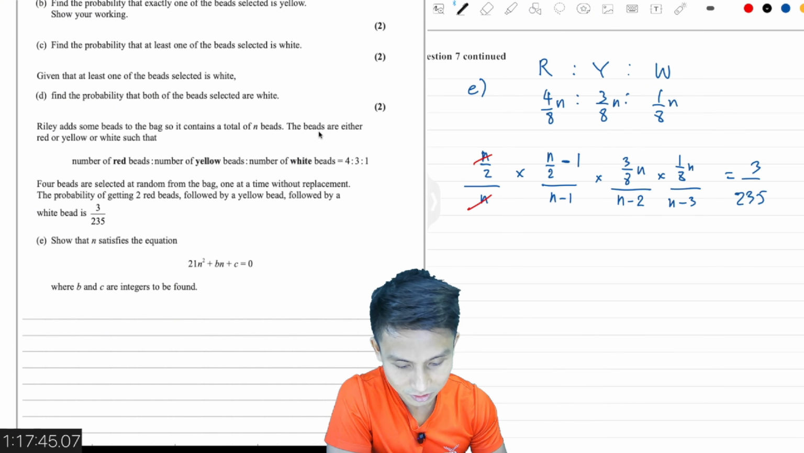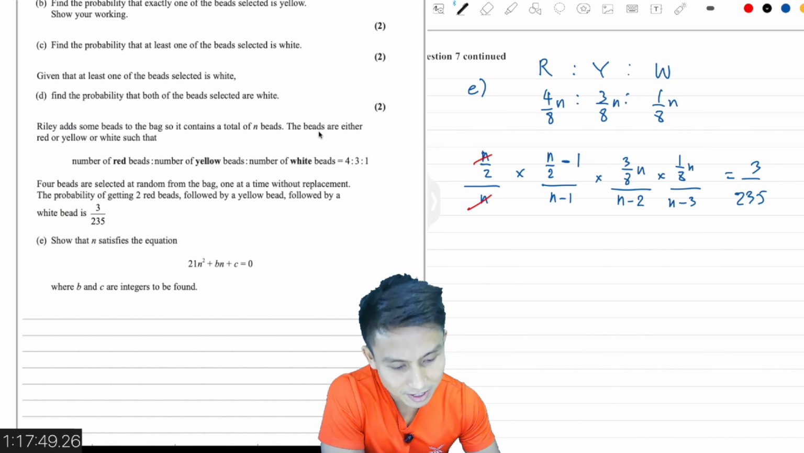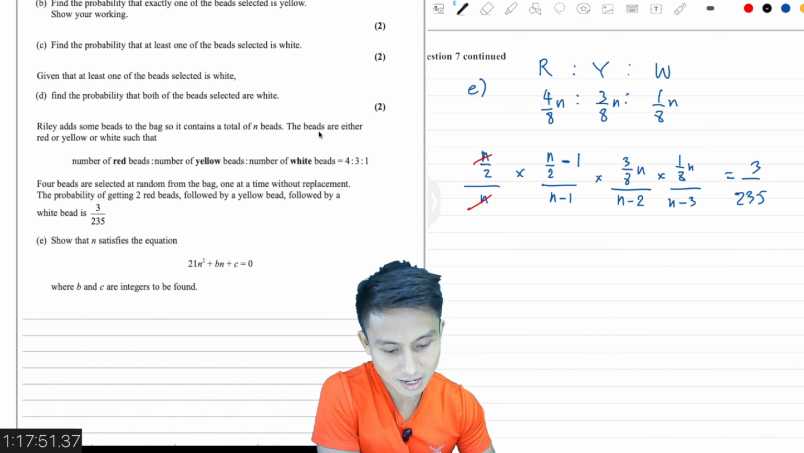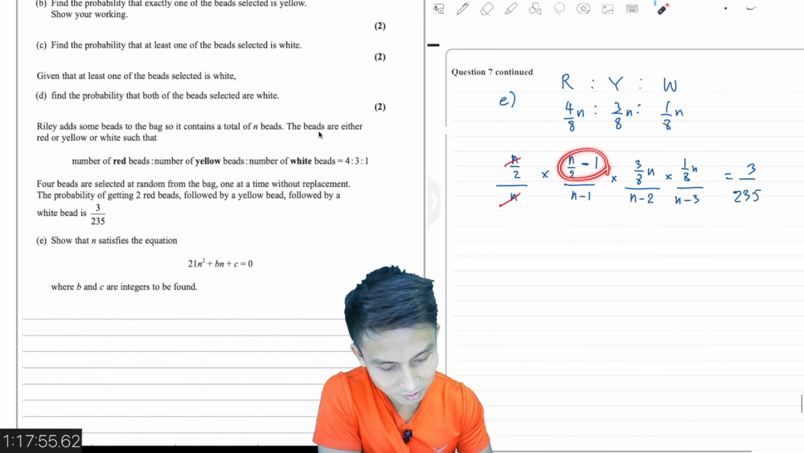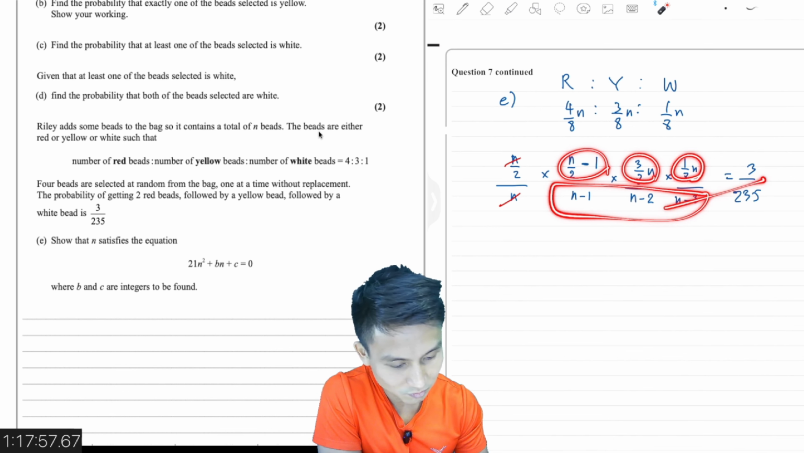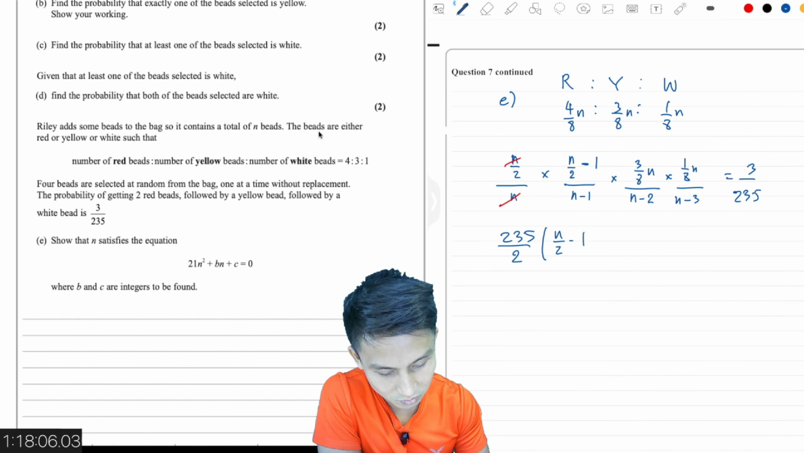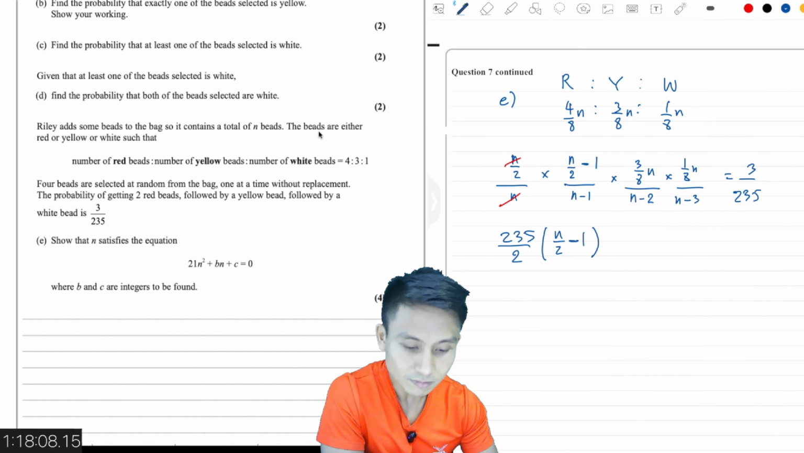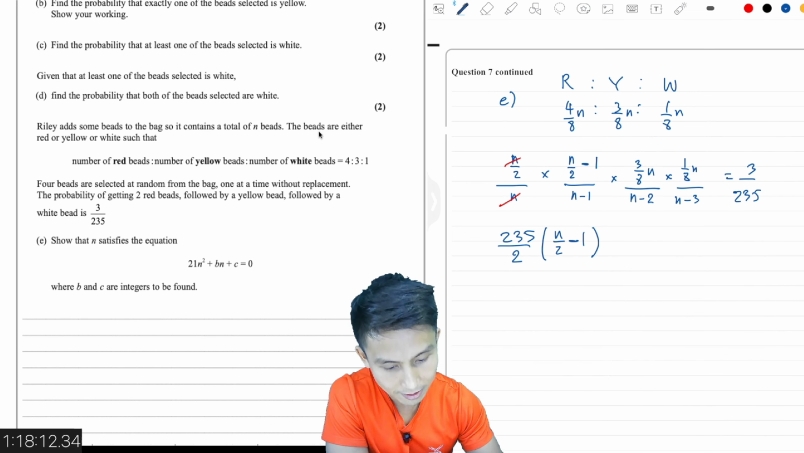All right, so let me just have a crack at this. Yeah, probably have to multiply them out, right? So this is basically that, multiply that, and all this will be moved to the other side. How about that? So we're just going to do 235 from the right side, divide by 2, and this is 2n over 2 minus 1. That's half, right? Yeah.